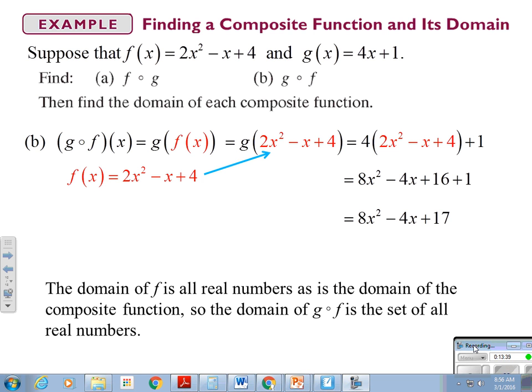And since there are no square roots and no rational denominators, the domain is the set of all real numbers. So I find it more helpful to look at the domain after I put the composite together than to try to noodle it before.